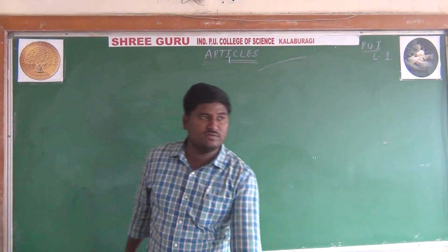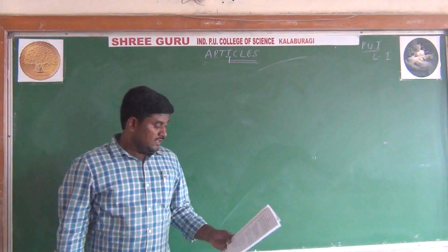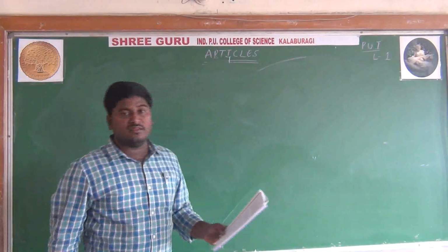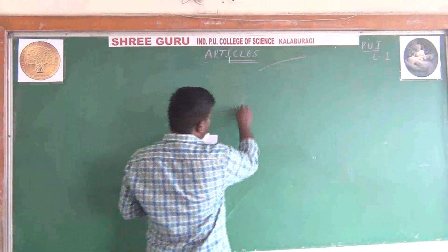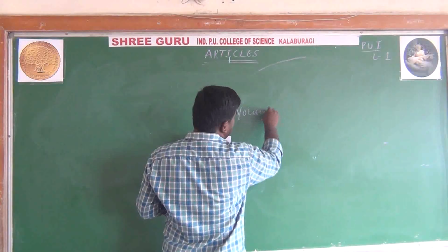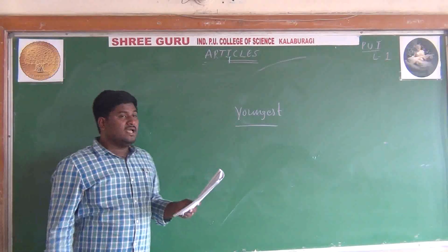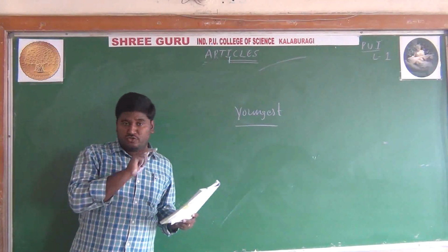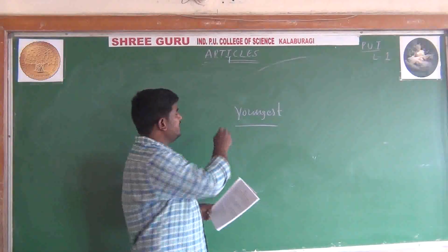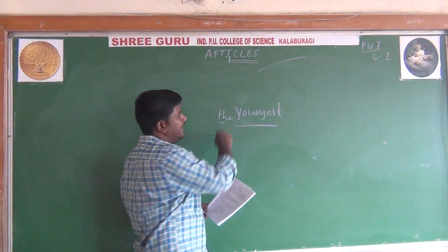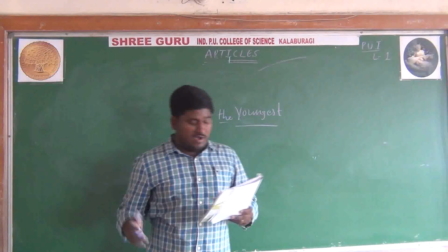Now look at this page, number one: he is the youngest son in the family. Youngest is a superlative degree, as I said. Therefore, saying "he is a youngest" is wrong. You should say "he is the youngest son in the family."